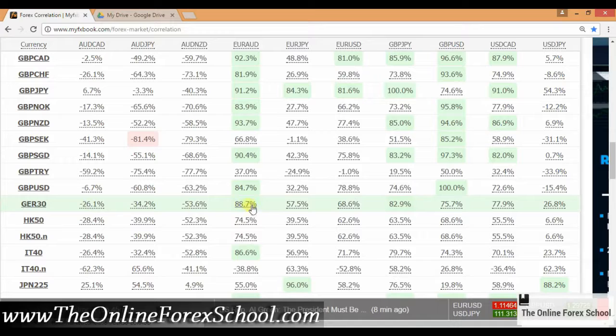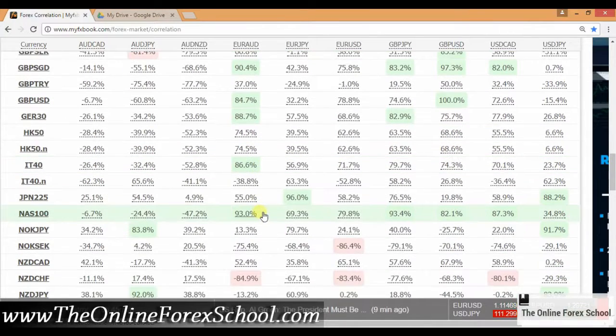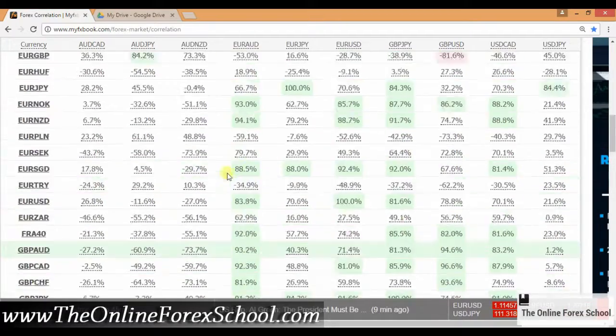Here you can see GER30 is directly correlated to Euro AUD in a positive correlation, and it has a strong positive correlation with GBP JPY and US dollar CAD, which is a significant correlation in itself that you can consider in the market. It even has a correlation with the NASDAQ 100, so that's also one to consider. So that's a short summary of how you can use correlations to your advantage.